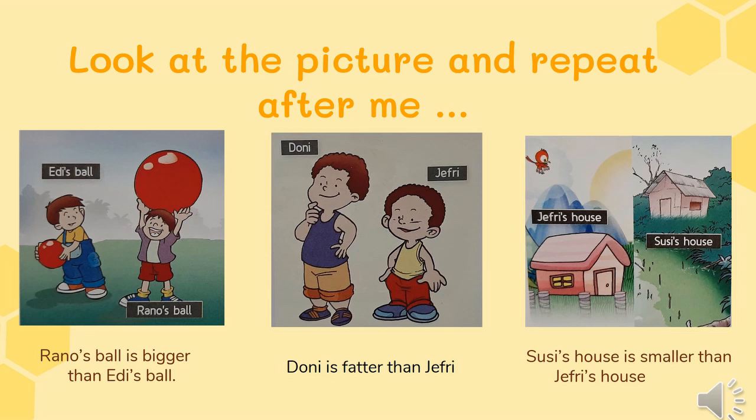Still, the third sentence shows a comparison. Compare one to another. Rano's ball compares things. Donnie is fatter than Jeffrey compares a situation. And then Susie's house compares things also.